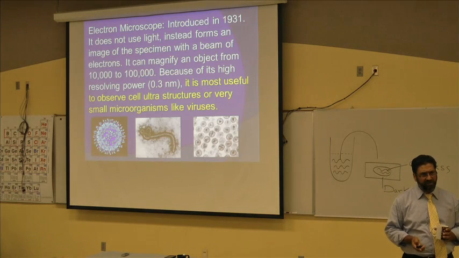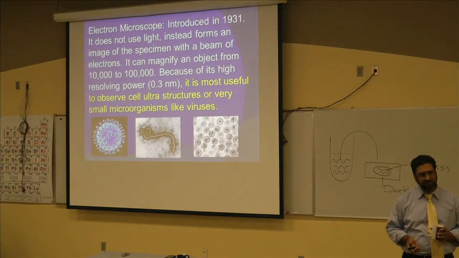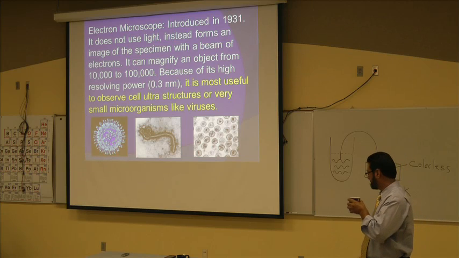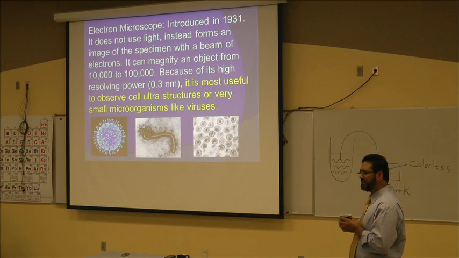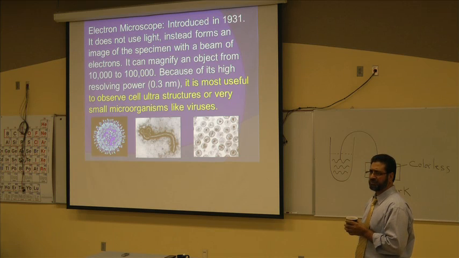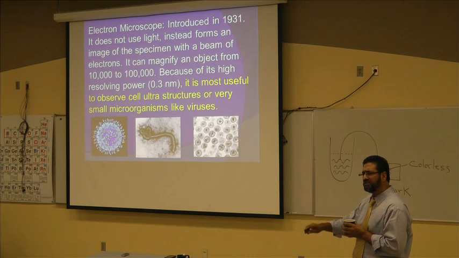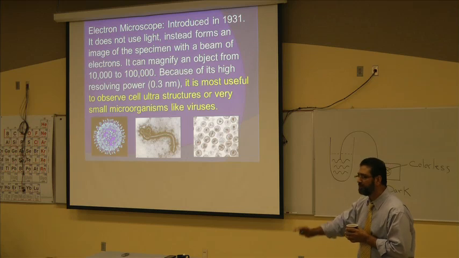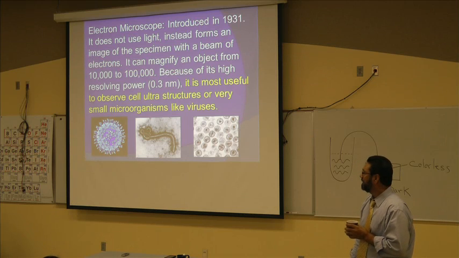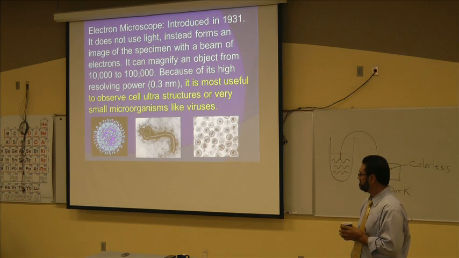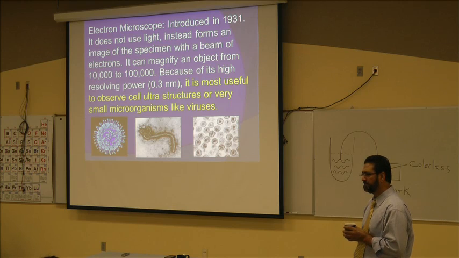Can you just verify those three things? The first one was not using light, a beam of electrons, magnification, and resolving power. Those are the five types of microscopes. Now we move on. Now we are going to concentrate on everything on the compound microscope, starting with how we prepare specimens for the compound microscope and the different types of stains. That's chapter 3.